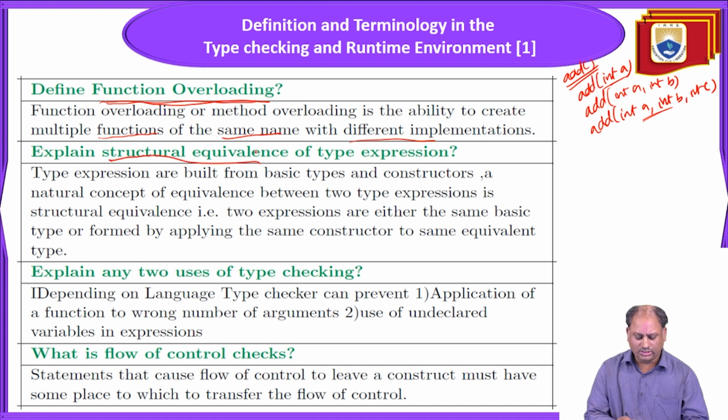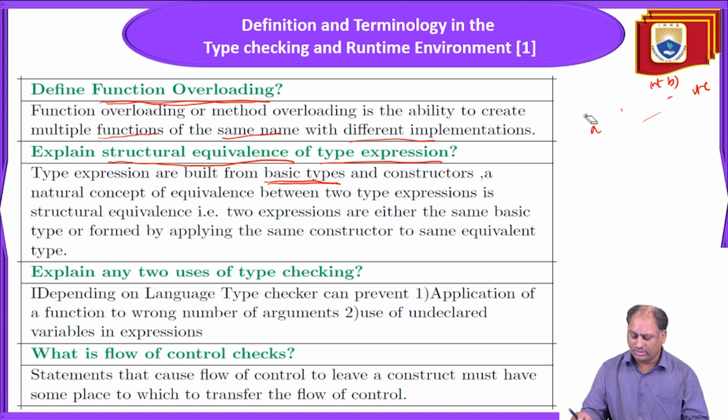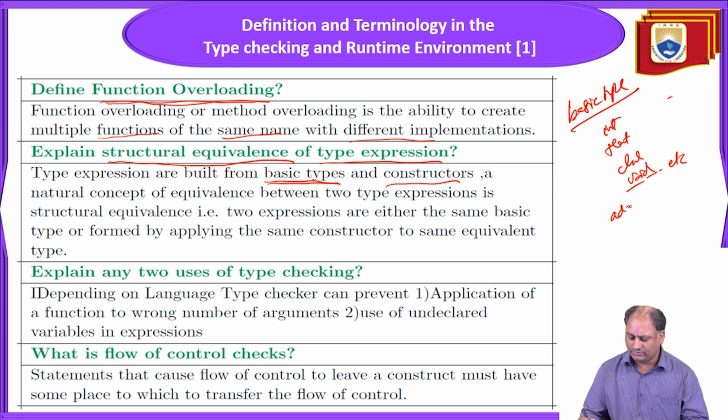What is meant by structural equivalence of type expression? Previously, you have seen the structural equivalence of type expression. Two type expressions are structurally equivalent if they have the same basic type notation or the same constructor type notation. Basic types include integer, float, character, double, void, etc. And for constructor types, as seen previously, add is a function with one constructor name. These are to be structurally verified as having the same basic type or constructed to the same equivalent expression.